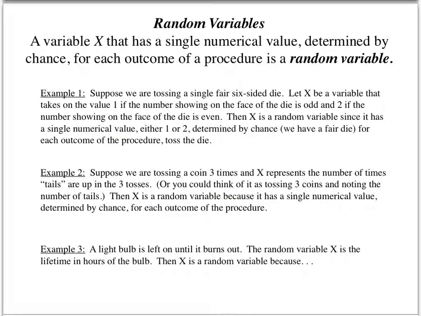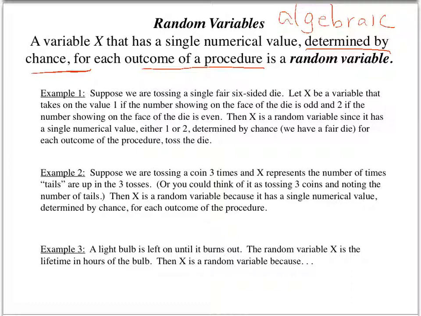So first, the definition of a random variable. A random variable is different from a variable you may have studied in algebra, which I call an algebraic variable. A variable that has a single numerical value determined by chance for each outcome of a procedure is a random variable. An algebraic variable is a variable that has a value that you can determine by solving an equation. But random variables are a little different from that.